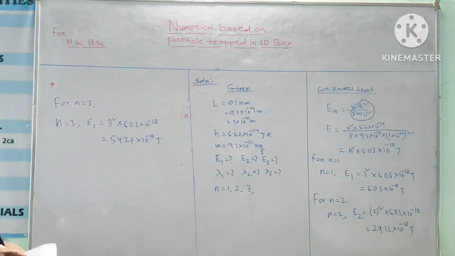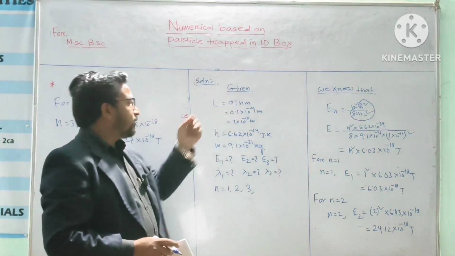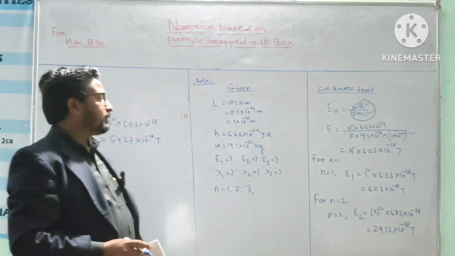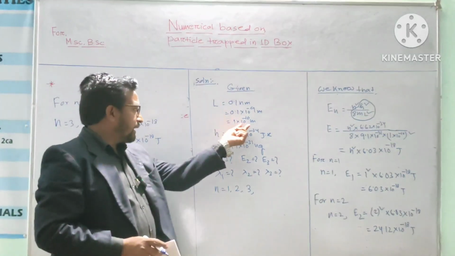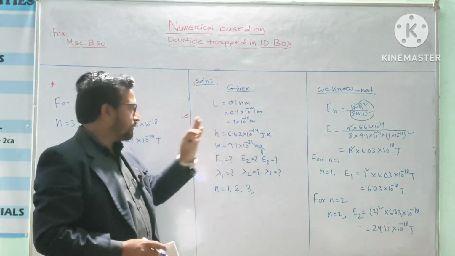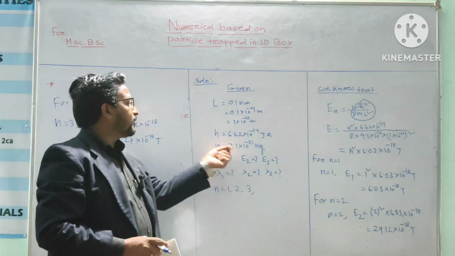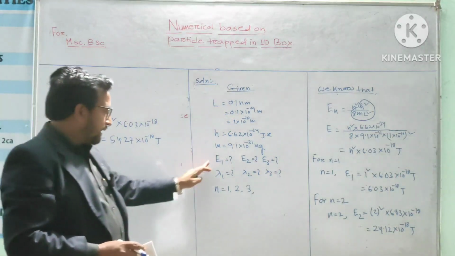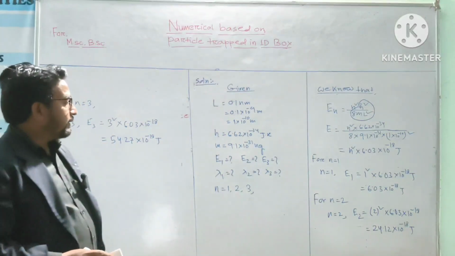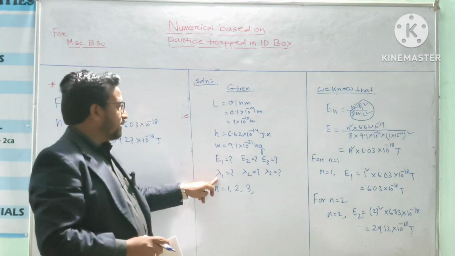The given information of this question: length of potential box equal 0.1 nanometer. We know that nanometer is not an SI unit of length, so we should convert it to the SI system. So we can write 0.1 into 10 to the minus 9 meter, and this is equal to 1 into 10 to the minus 10 meter. Second, h is the Planck constant, and the value of Planck constant equals 6.62 into 10 to the minus 34 joule second, and m, mass of particle, is 9.1 into 10 to the minus 31 kg, and E1, E2, E3 are the energy states corresponding to n equal 1, 2, 3. And lambda 1, lambda 2, lambda 3 are the corresponding wavelengths.